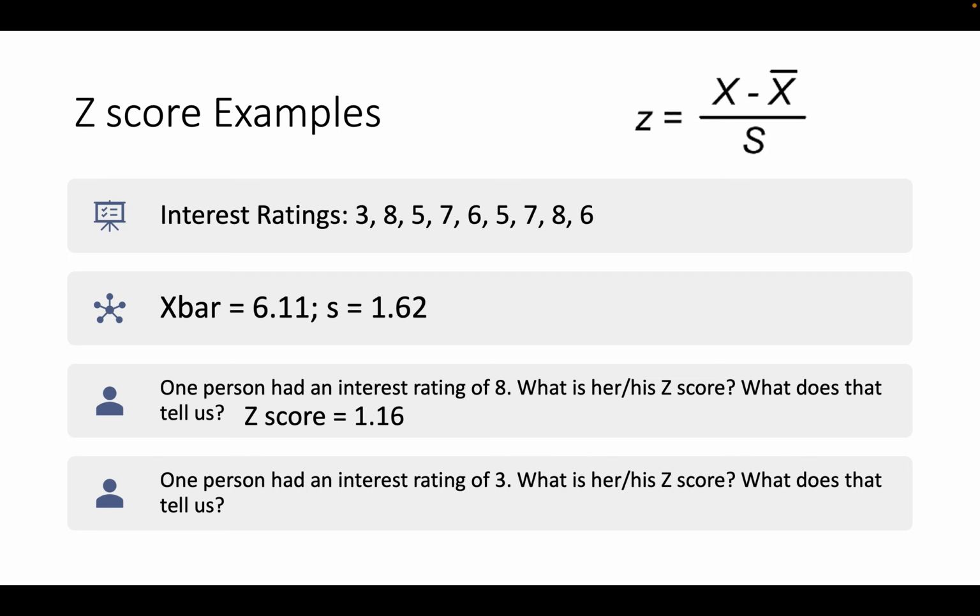Well, you should have gotten negative 1.92. So 3 minus 6.11 equals negative 3.11, divided by our standard deviation of 1.62, gives us a negative 1.92 z-score. And that means that this person is almost 2 standard deviations below the mean, right? That's what that negative value tells us.